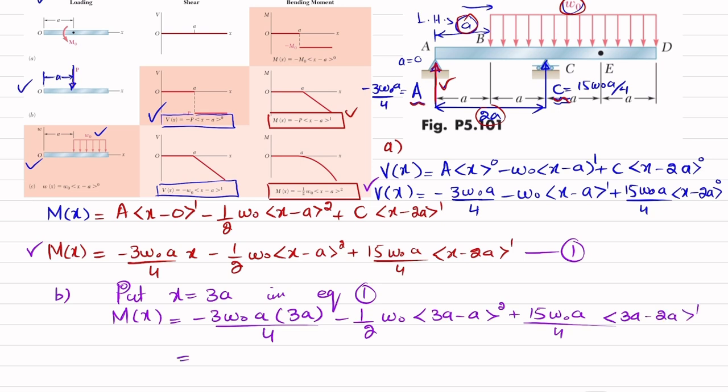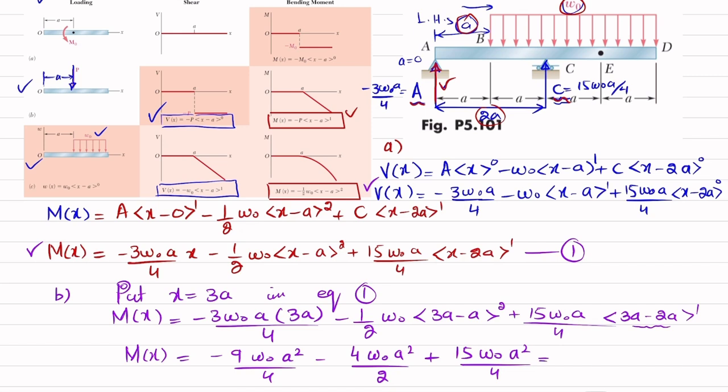So we will get minus 9 w naught a square over 4, and from here we will get (2a) square, which will be 4a square, so 4 w naught a square divided by 2, and from here we will get 15 w naught, here we will get a, so a into a is a square over 4. This is moment M of x.